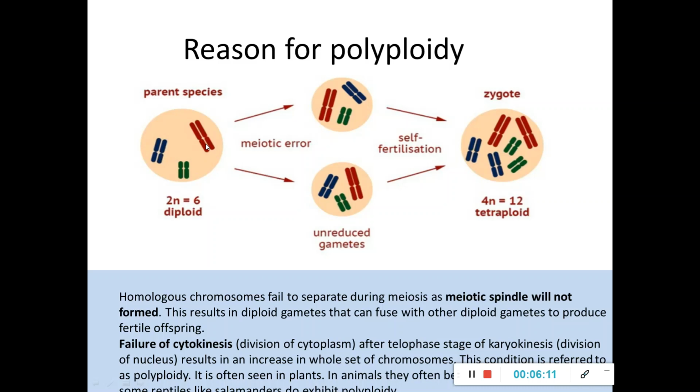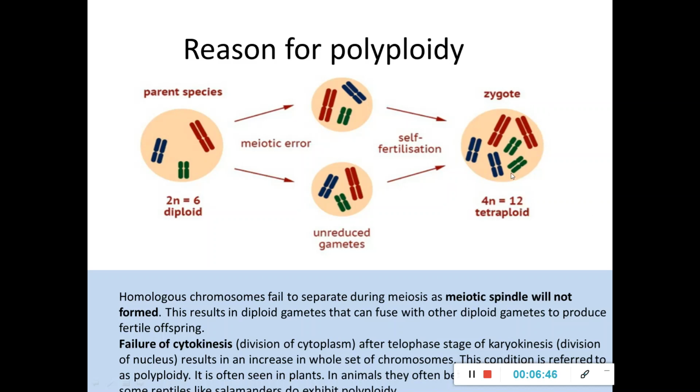It will split, and it will result in the formation of what? N. That is 2N, it has to become N. But in some cases, due to some meiotic errors, what happens? Instead of becoming N, the gametes will remain as 2N. As a result, self-fertilization can happen, and it will result in the formation of a zygote which is 4N, or it becomes tetraploid.